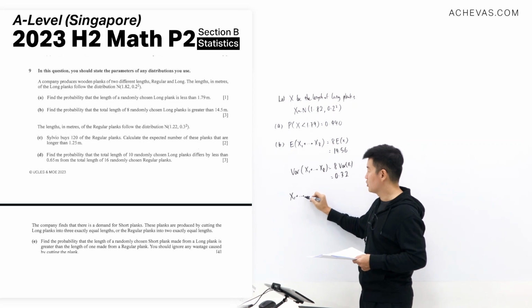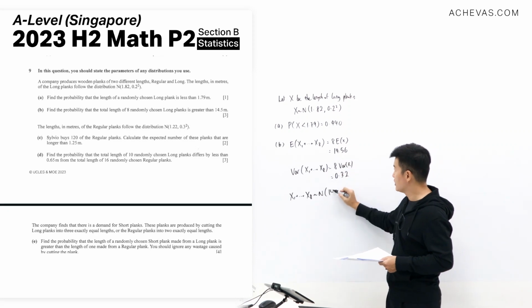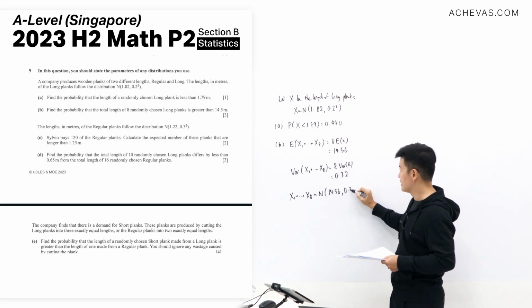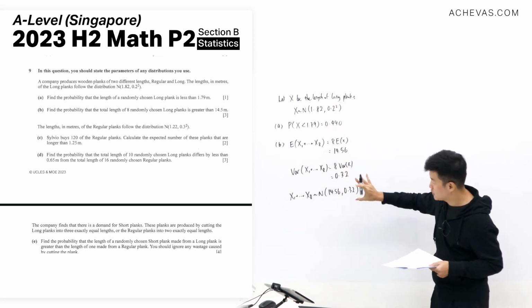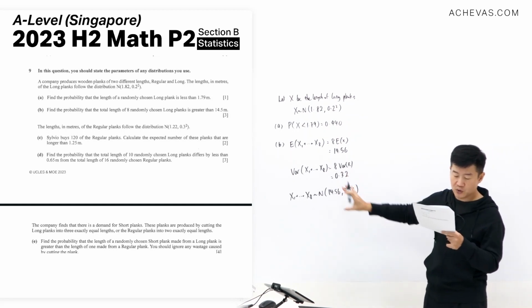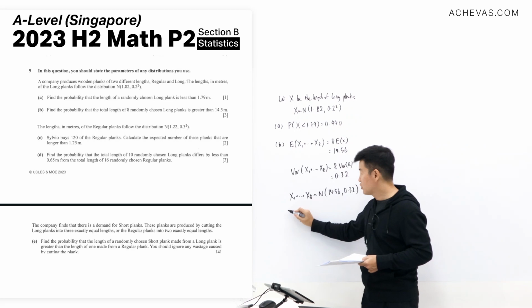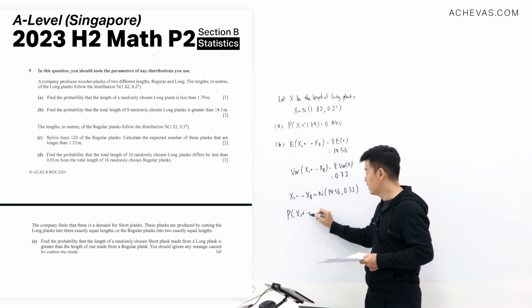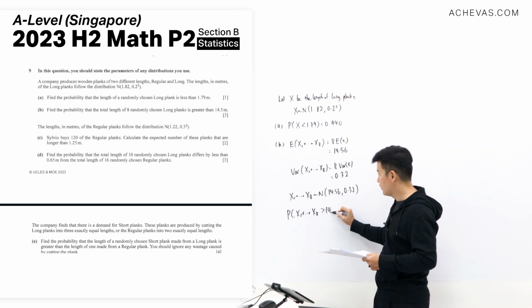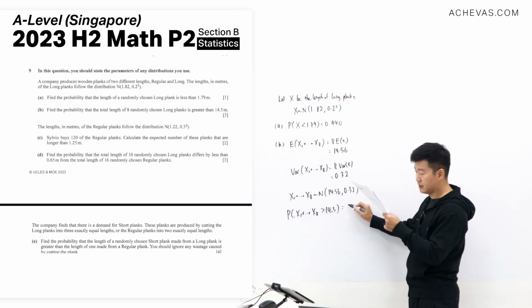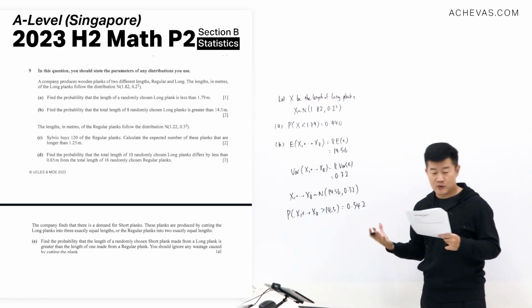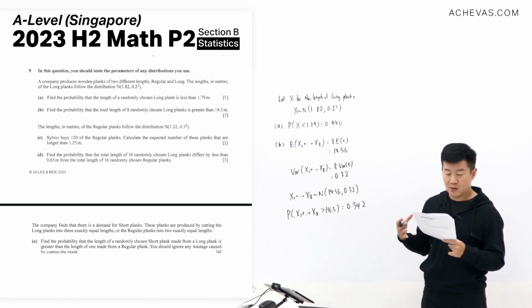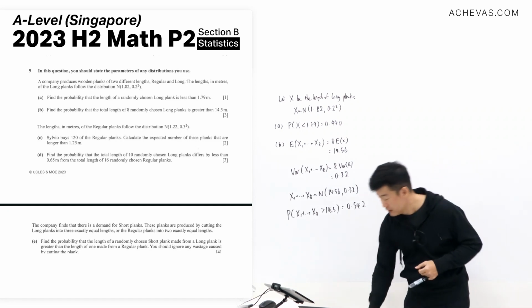So x1 plus x2 plus all the way until x8 will follow a normal distribution, where the mean is going to be 14.56 and the variance is 0.32. We are basically doing a linear combination of normal distribution. That is why we know that the combined distribution will also follow a normal distribution. And our aim is to try to find the probability that the total length is going to be more than 14.5. Pressing into the calculator, we are going to get 0.542. Okay, we're going to move on to C, and in C, we are looking at regular planks.